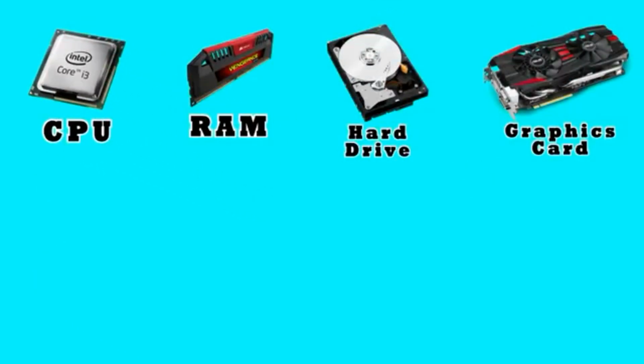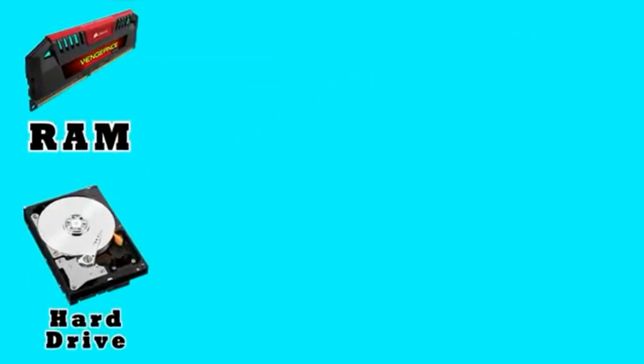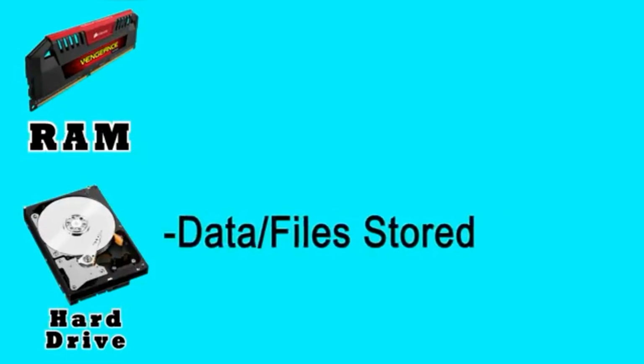Now let's talk about RAM and hard drive at the same time because they have a very unique relationship, which is probably why people often confuse the two. Your hard drive is where all of your data is stored. When your computer tells you you're running low on space, it's because your hard drive is almost full.